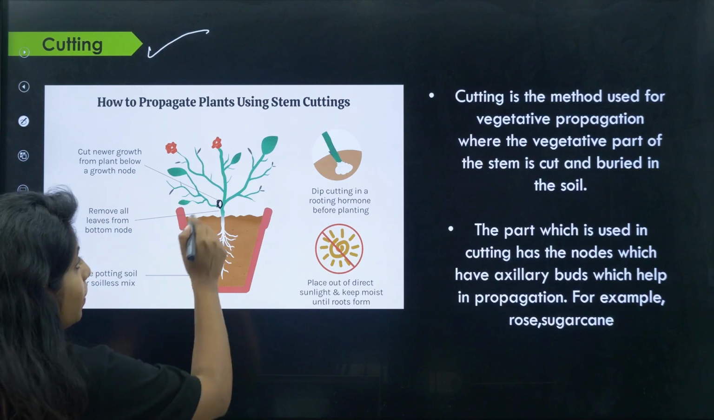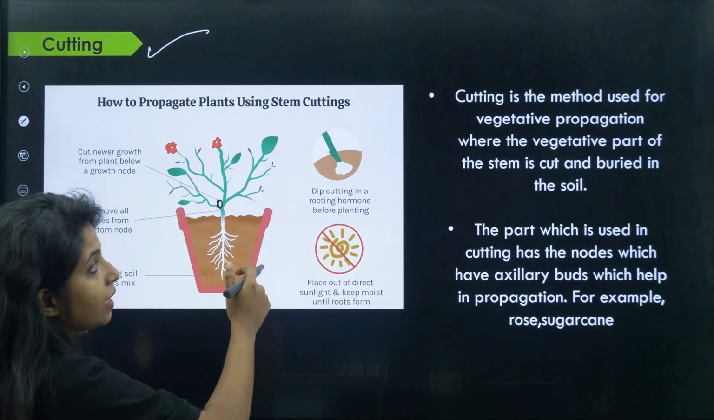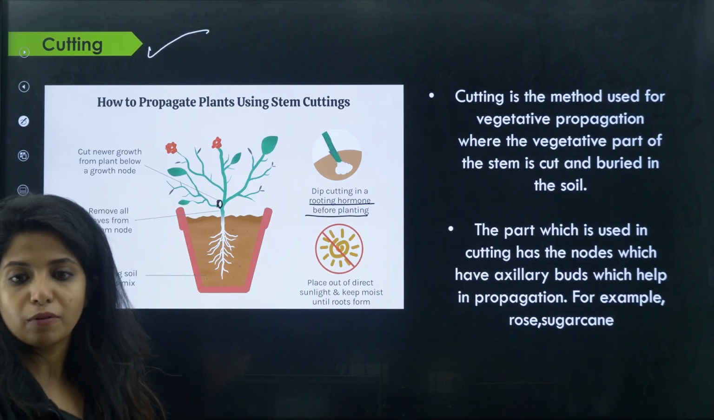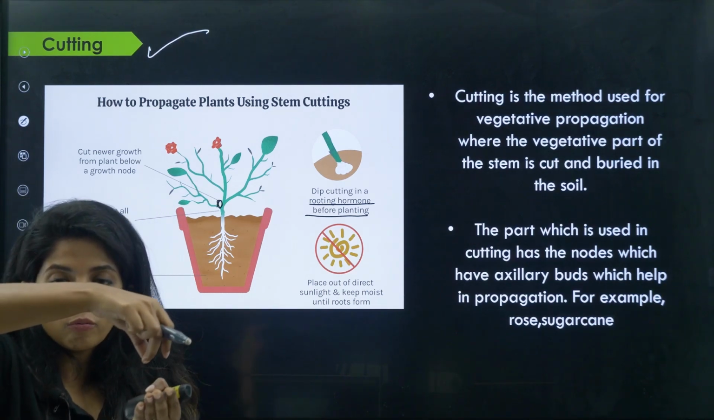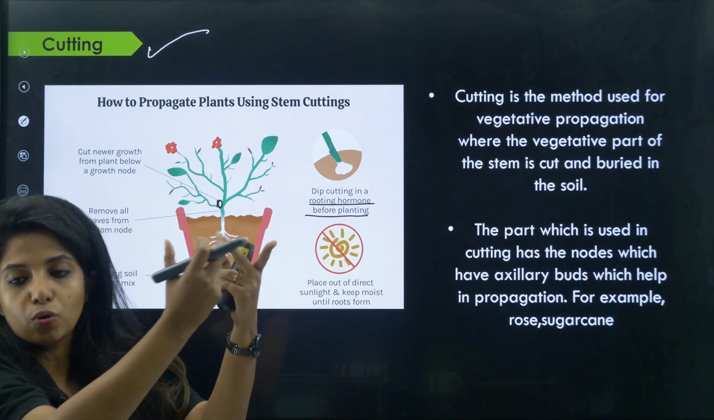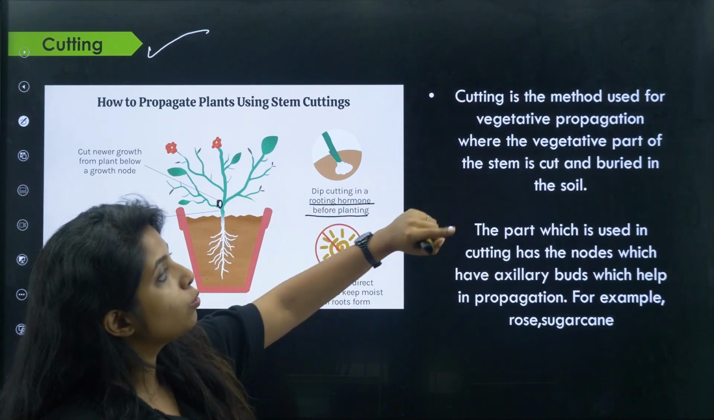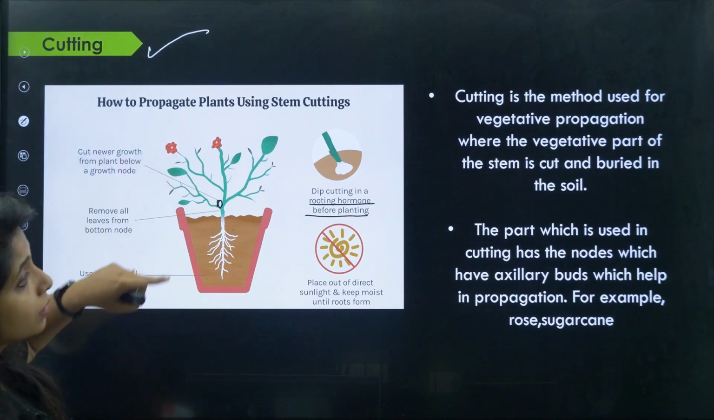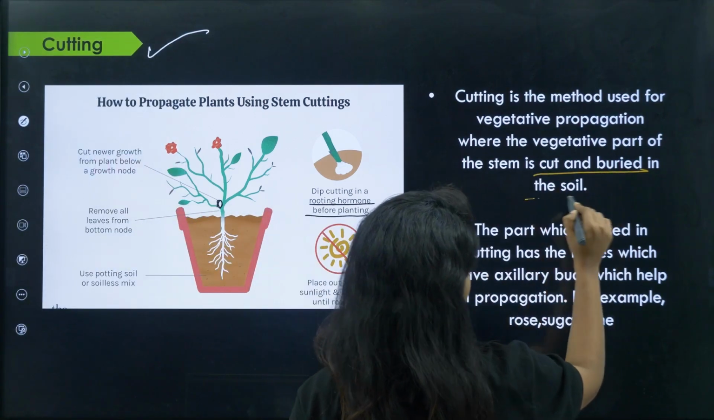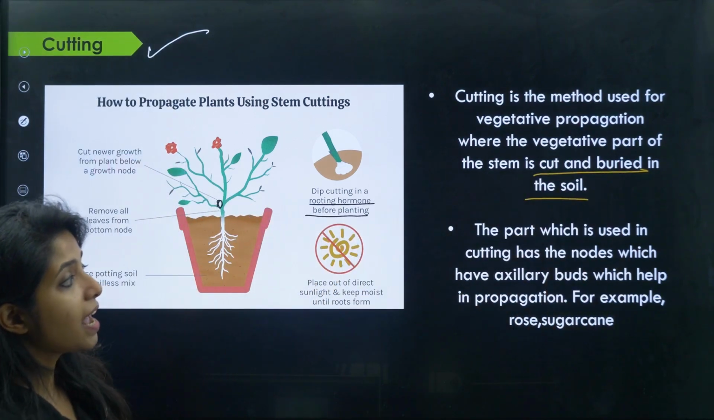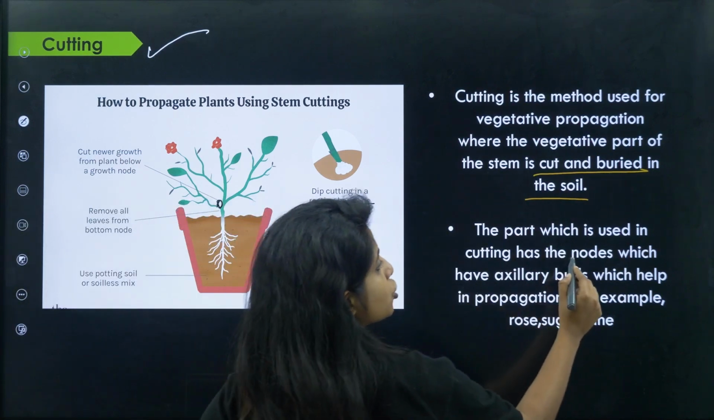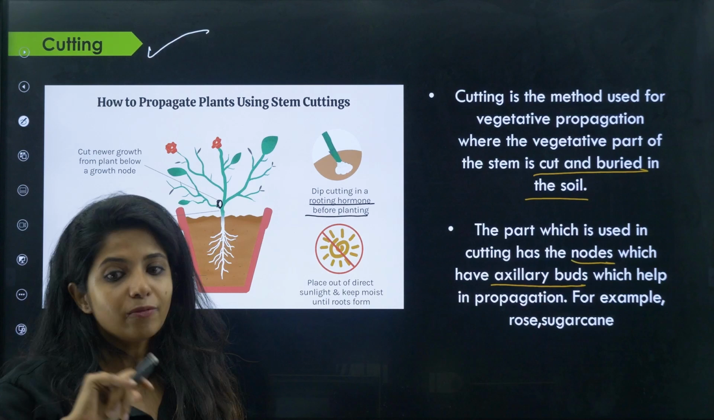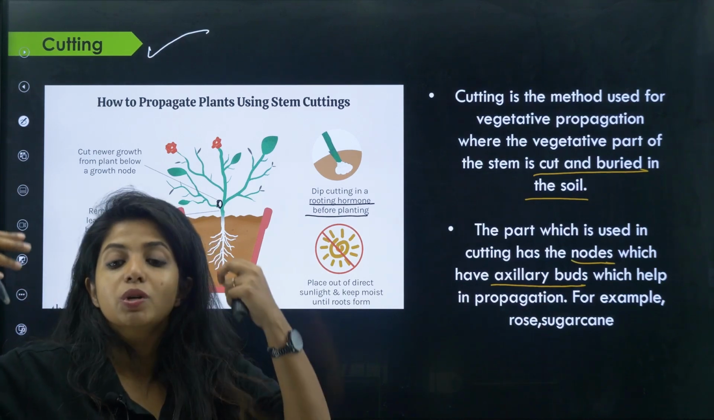So the part that has the bud is taken off, and then this particular part is dipped in a rooting hormone, so that roots can be formed easily. After dipping in the rooting hormone, it is put in the soil such that it grows easily. So cutting is a method used for vegetative propagation where the vegetative part of the plant, the stem, is cut and buried in the soil. The part which is used in cutting has the nodes, as I said, which have the axillary buds. Axillary buds are the natural buds that occur. Adventitious, as in somewhere else, if it is occurring, it is known as adventitious.